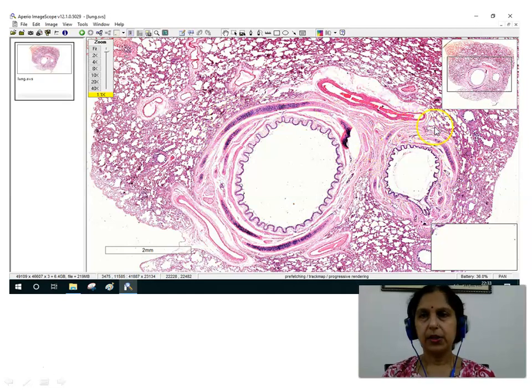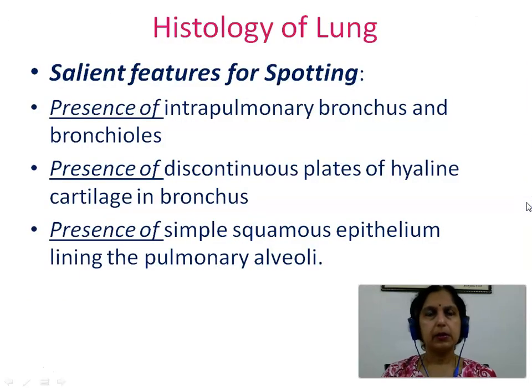Another picture showing us a smaller bronchus with very few discontinuous cartilage plates. We also see blood vessels here in the parenchyma along with alveoli, alveolar sacs. The salient features for spotting for a slide of lung would be presence of intrapulmonary bronchus and bronchioles, presence of discontinuous plates of hyaline cartilage in the bronchus, and presence of simple squamous epithelium lining the pulmonary alveoli.